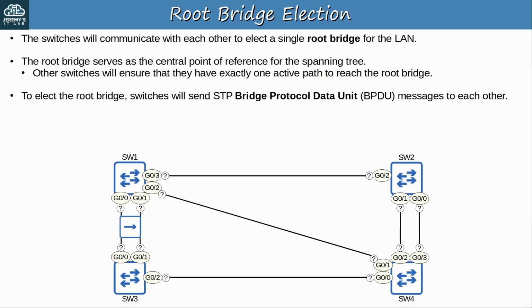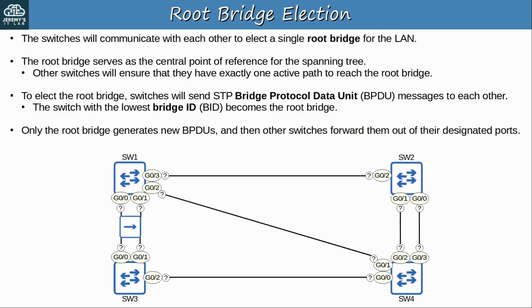To elect the root bridge, switches will send BPDUs to each other, and the switch with the lowest bridge ID becomes the root. Note that only the root bridge generates new BPDUs, and then other switches will forward them out of their designated ports. However, after booting up, each switch believes it is the root bridge. Therefore, it sends BPDUs out of all ports.